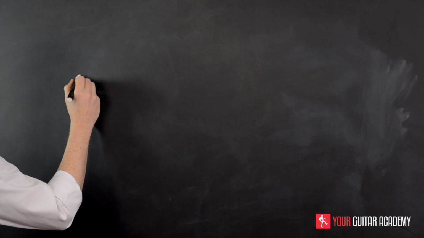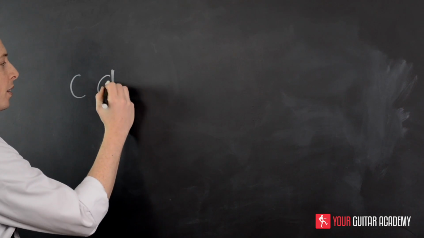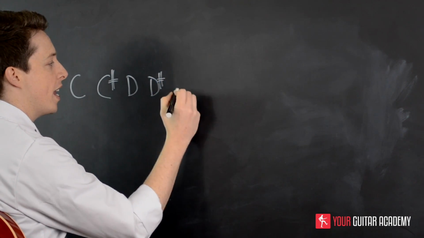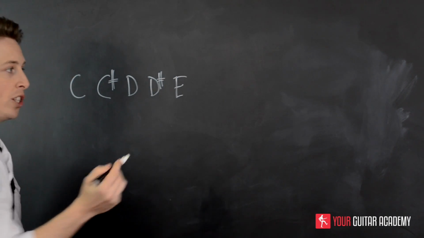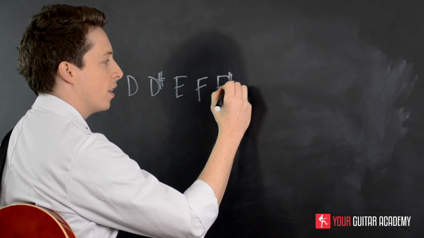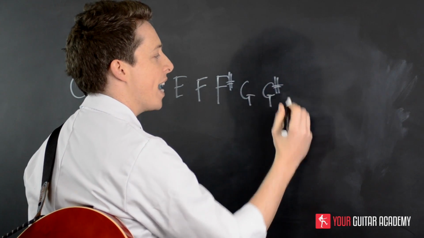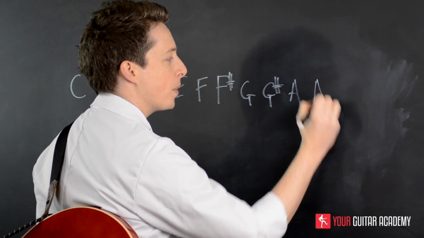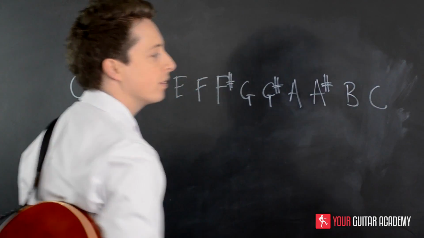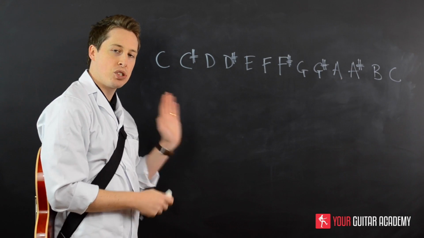So here's the C, okay? After that, remember, we then go up to C sharp, D, hopefully you remember all of this, D sharp, then E. Remember there's no E sharp, so we go straight to F, okay? Then F sharp, then G sharp, then A sharp, then B, and then back to C, okay? So, there we have it. There's our 12 notes again from C to C.